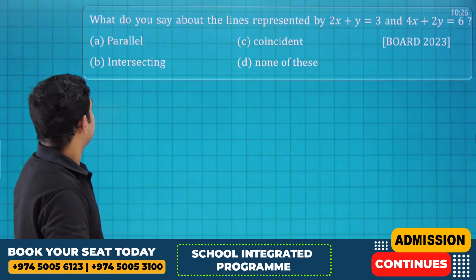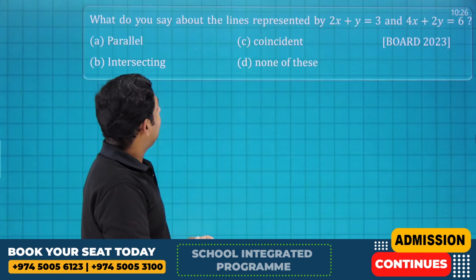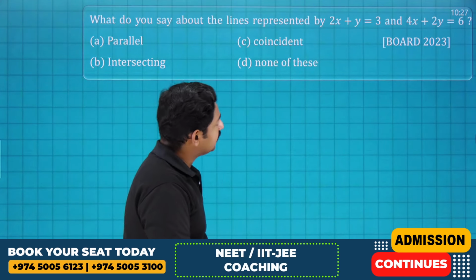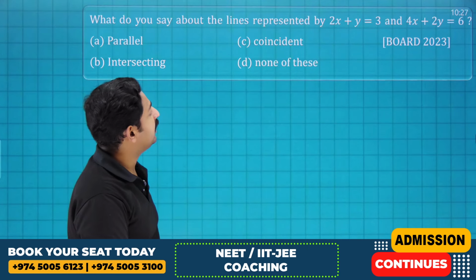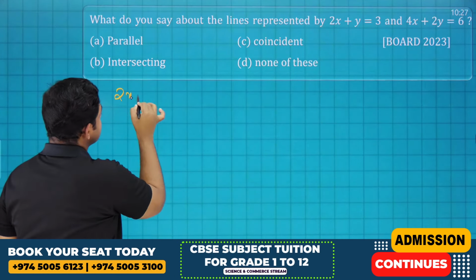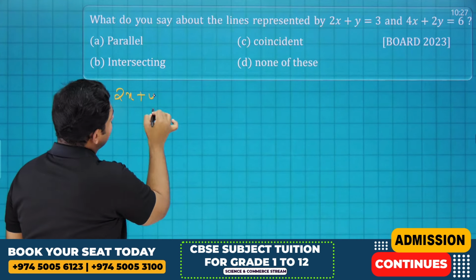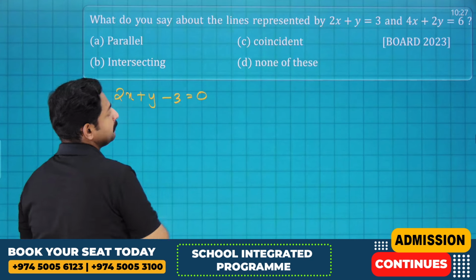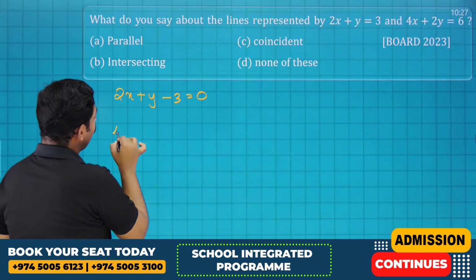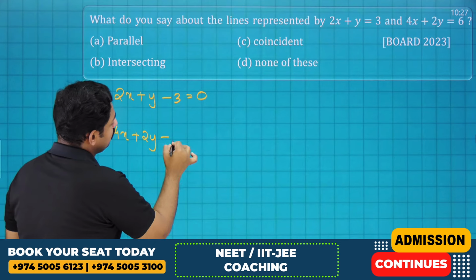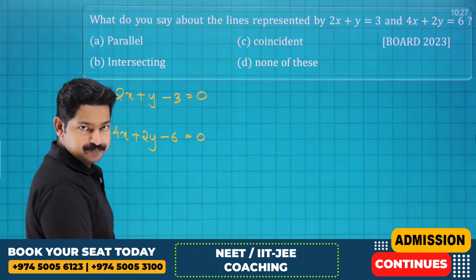And the next one, what do you say about the lines represented by 2x plus y equal to 3 and 4x plus 2y equal to 6? Okay, so the first equation is 2x plus y equal to 3. So I am bringing just 3 to the left side, so minus 3 equal to 0. And the second equation is 4x plus 2y equal to 6. I am bringing this 6 to the left side, so minus 6 equal to 0.